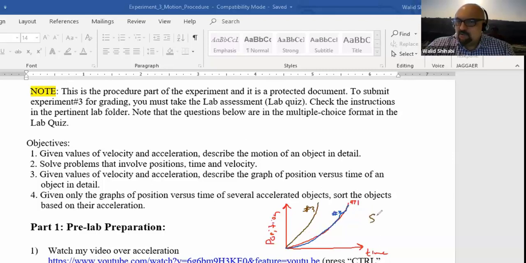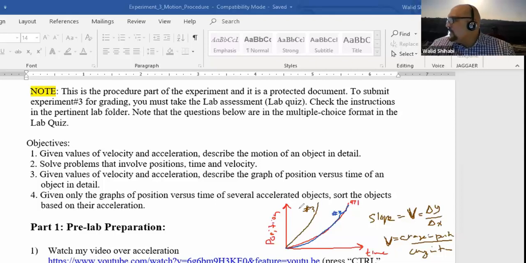Remember, the slope here represents what? The slope represents velocity, because the slope is the change in y over change in x, which is change in position over the change in time, change in position over change in time. And this is the definition of velocity. So slope is velocity. So here the velocity is increasing, and you can see the velocity is increasing at the same rate for number 1 and 2.